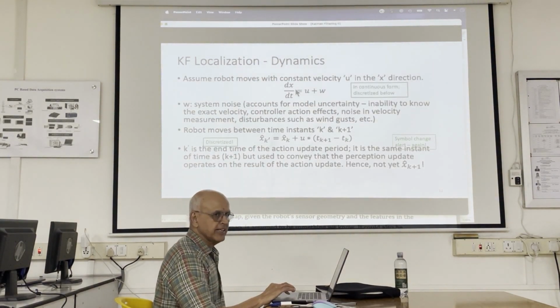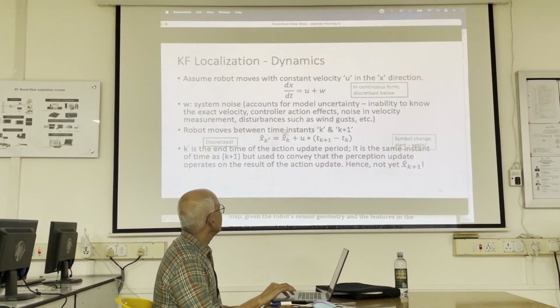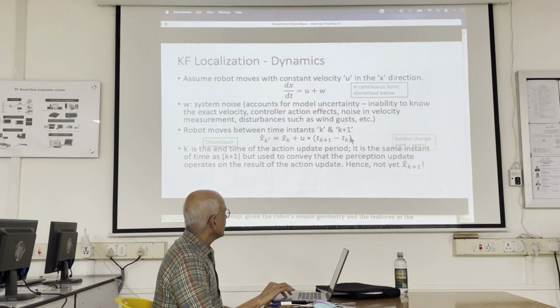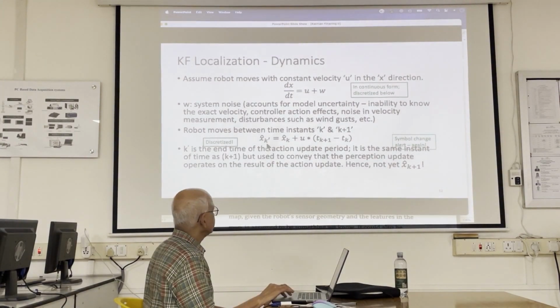Now, computers don't do continuous. d/dt is a continuous operation, right? So the equivalent of that is this digital implementation. Now you may wonder, hey, what happened to the W? I'll tell you in a second. So this is a digital implementation.